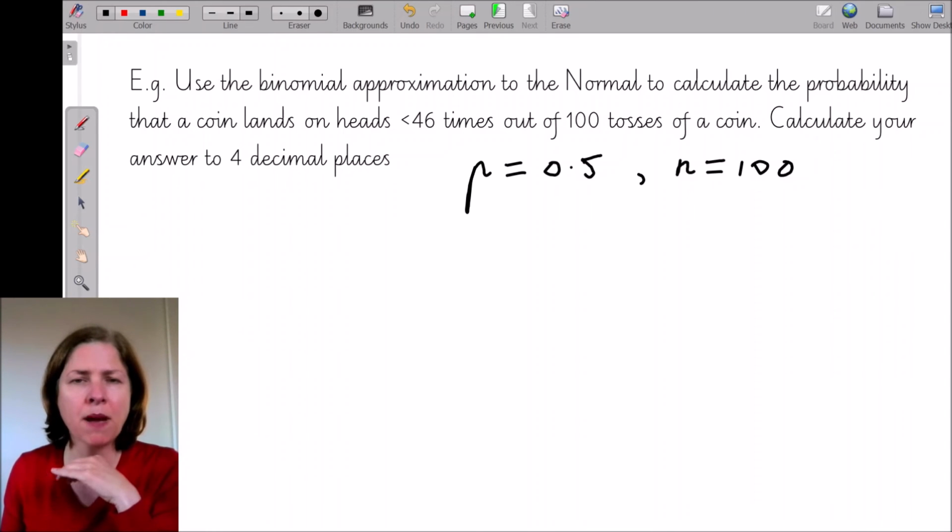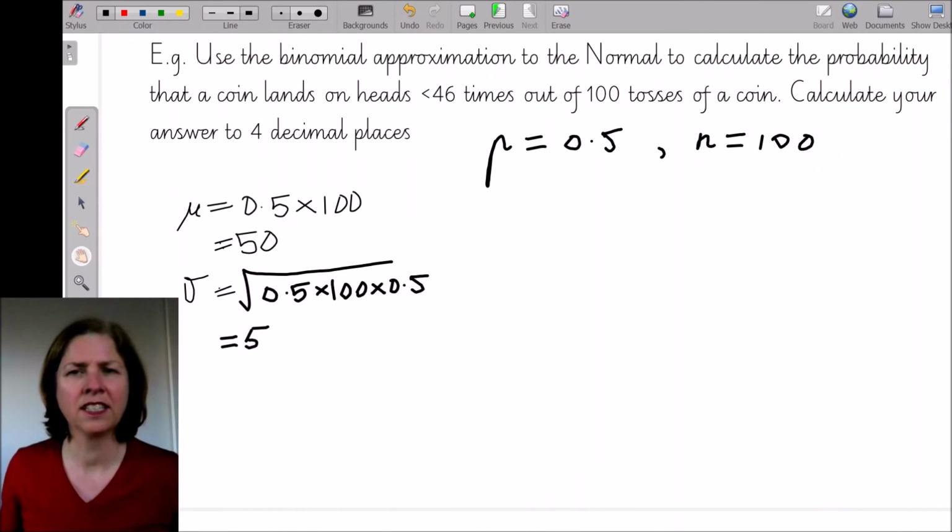But I'm not going to use my binomial distribution. I'm going to use the approximation to the normal. So now what I'm going to write down is my mean and standard deviation according to the two formulas that we just saw. Okay, I've just shifted that so you can see it. So we've got the mean is N times P, so that's 0.5 times 100, which gives us 50. We've got a standard deviation of the square root of NPQ, so that's the square root of 0.5 times 100 times 0.5, which gives us root 25, which is 5.